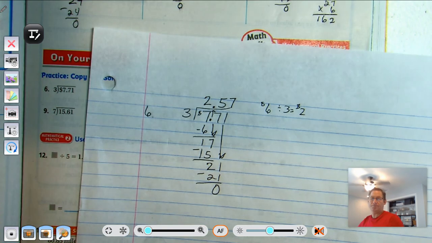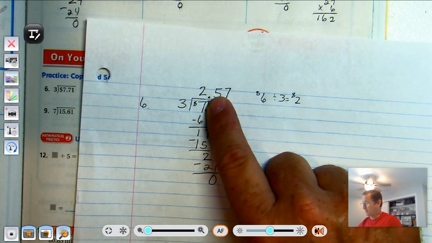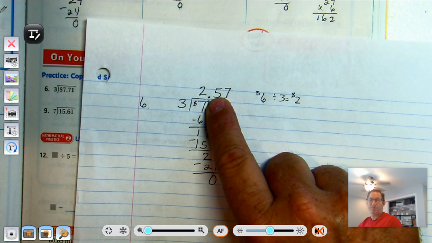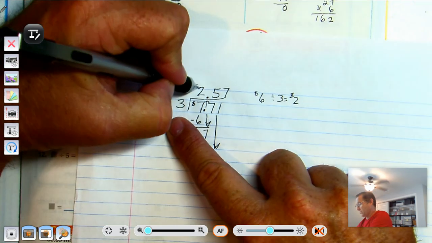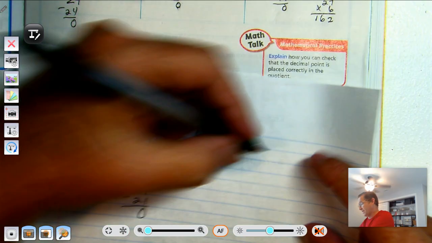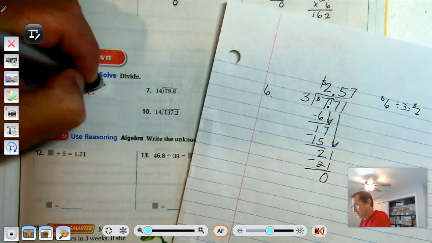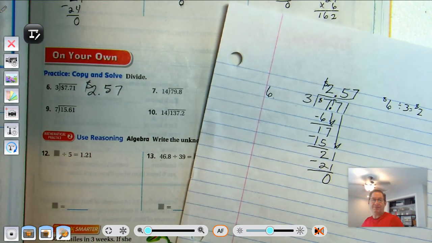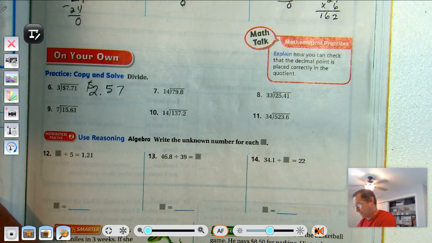Subtract, we get 0. And we said our estimate should be close to $2. And so even by putting the decimal point straight up to start our division problem, because we're dividing by a whole number, we get $2.57. Okay, number 7. Oh, so let's write that in. $2.57. Number 7, 79 and 8 tenths divided by 14.